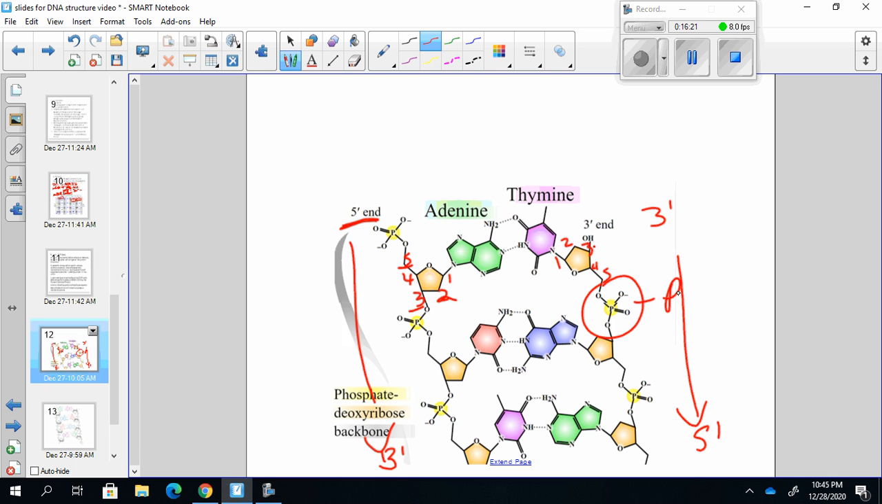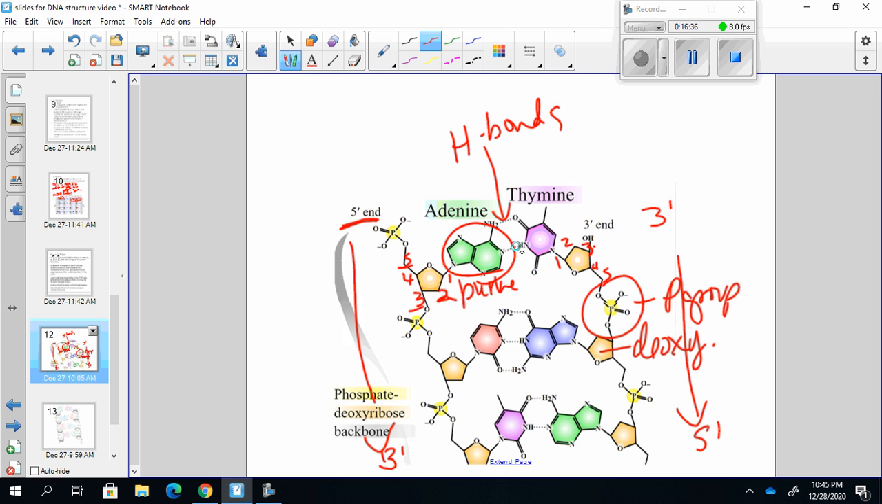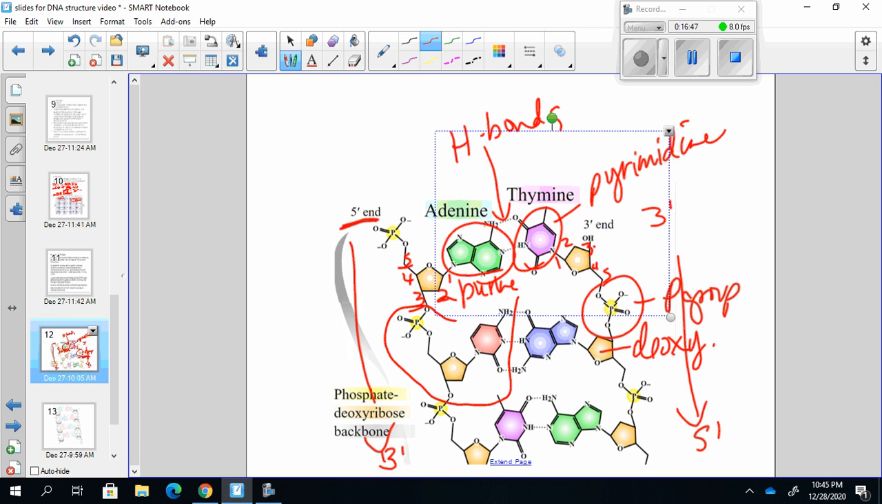These yellow circles, this is our phosphate group. The orange is the deoxyribose, so that's the 5-carbon sugar. These dotted lines are the hydrogen bonds. This is a purine because it's a double ring, and this is a single ring, so this is a pyrimidine. And this would be one nucleotide. If I have one nitrogenous base, one sugar, one phosphate, that makes up one nucleotide. And so DNA is a double strand because you have 2 strands of nucleotides.